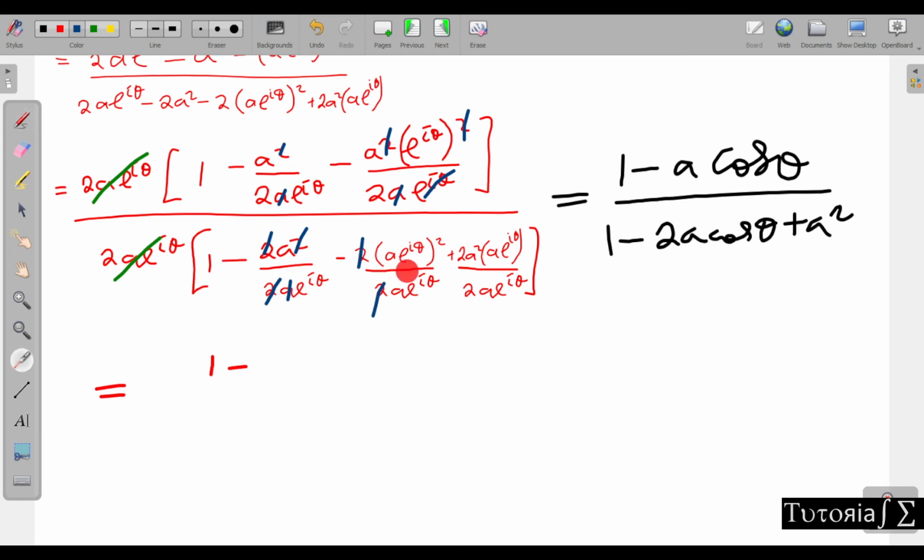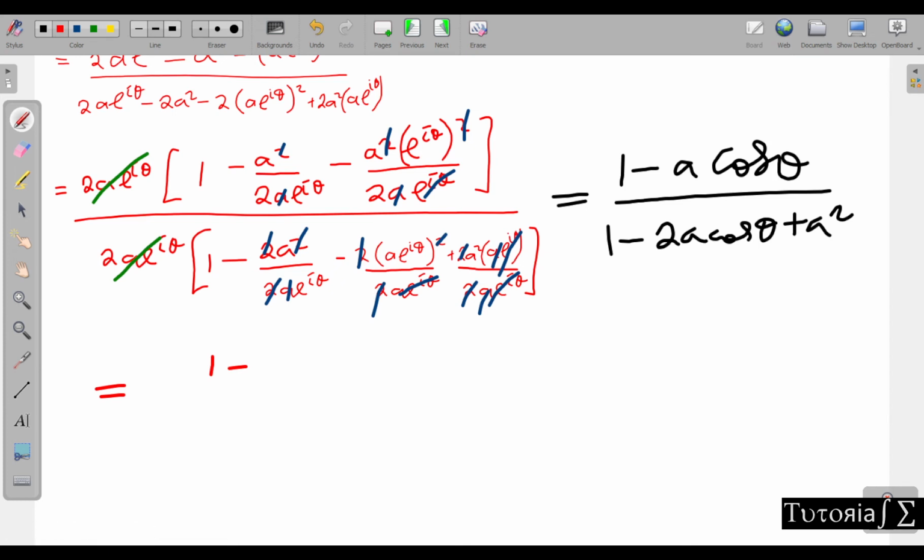Now, here there are 2. This will be a squared and e to the I theta. So we're going to say this cancels with one of those because they are similar. We see that a e to the I theta, then squared. Then here, 2 will cancel with the 2. Then a will cancel with this 1a. Then we're going to remain with 1a squared here. Then the e to the I theta cancels with the e to the I theta.